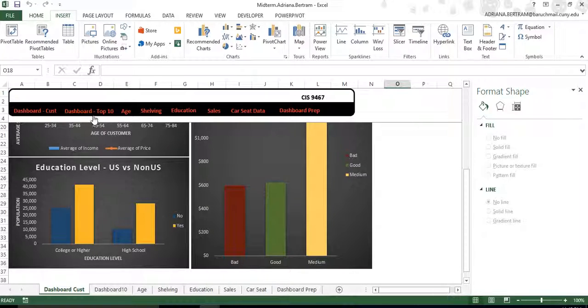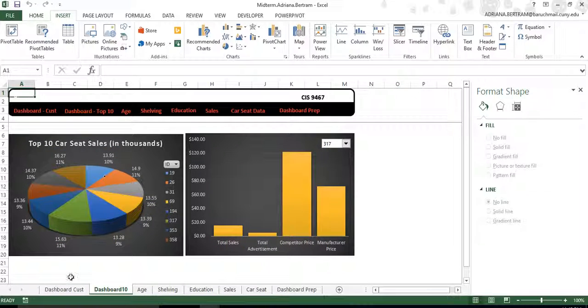If I click to the second dashboard, I have the top 10 sales of a particular car seat sale, and then I have the various metrics pertaining to those particular IDs. So for instance, for store 358, these are the metrics for them: total sales, total advertisement, competitor price, and manufacturer price.